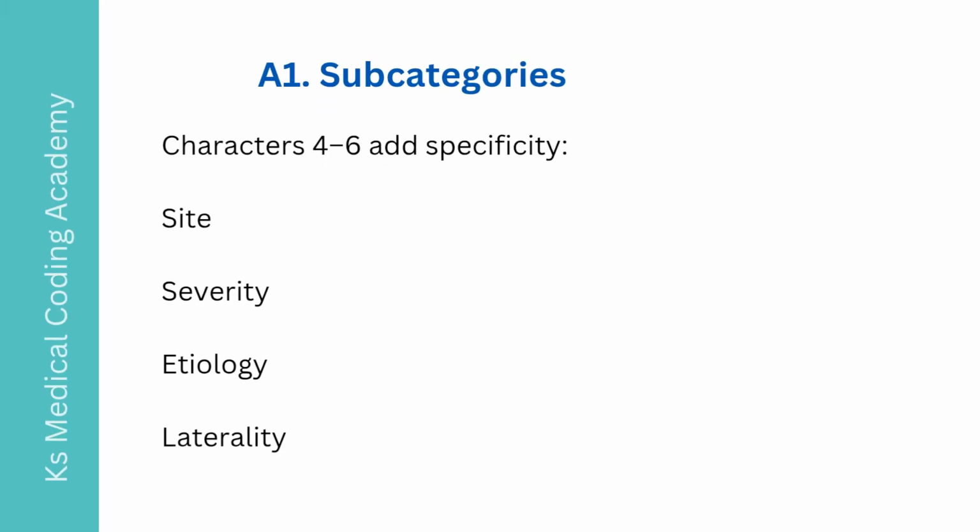Subcategories. Characters 4 through 6 increase specificity. They tell you site, severity, etiology, or laterality when applicable. Always code to the most specific subcategory supported by documentation.